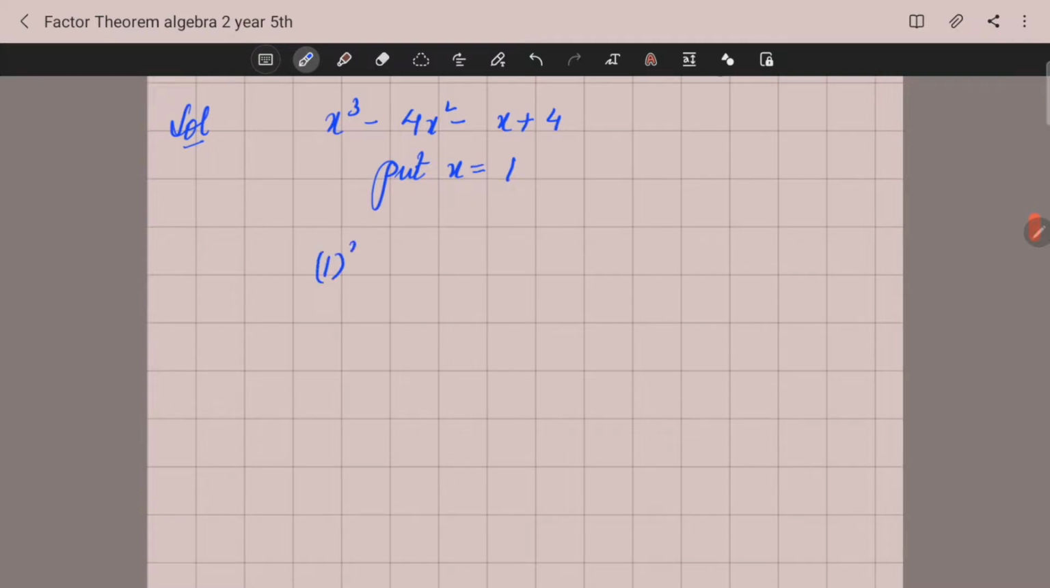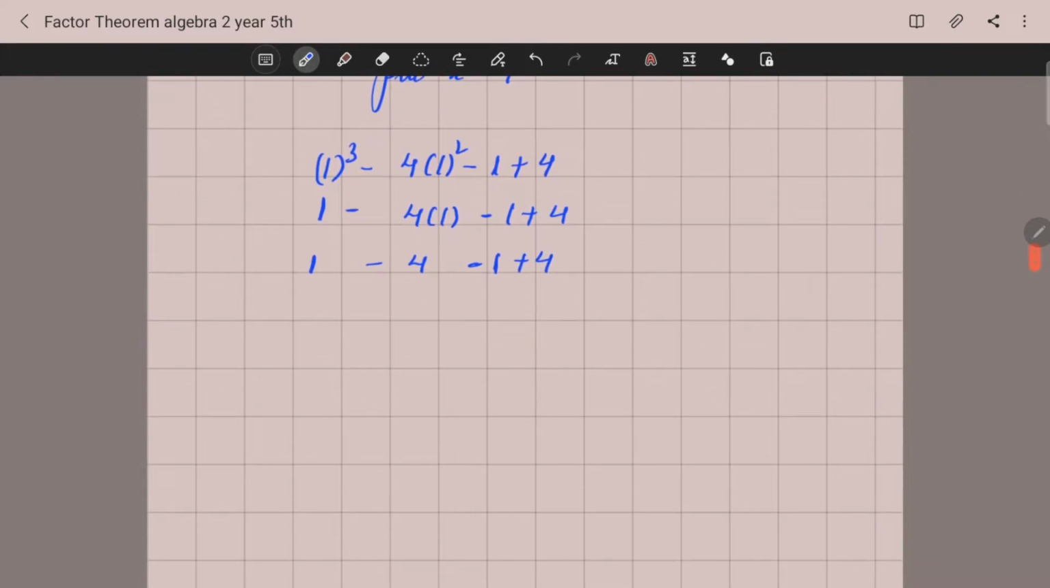Put x is equal to 1. So this is 1 cubed minus 4 times 1 squared minus 1 plus 4. 1 cubed is 1, minus 4, minus 1, plus 4. See, 1 minus 1 cancels, and minus 4 plus 4 cancels. So I am getting 0.